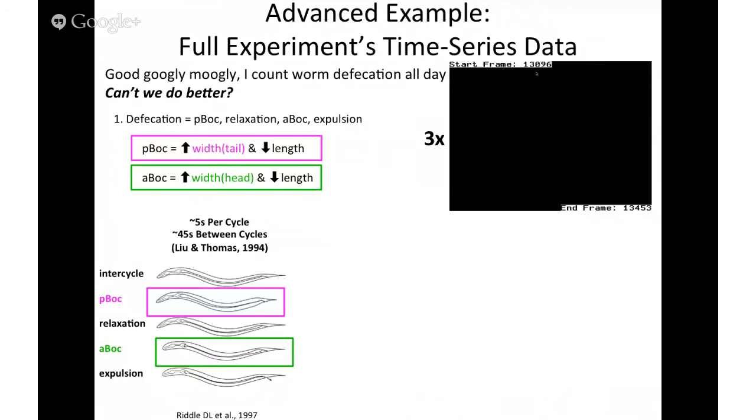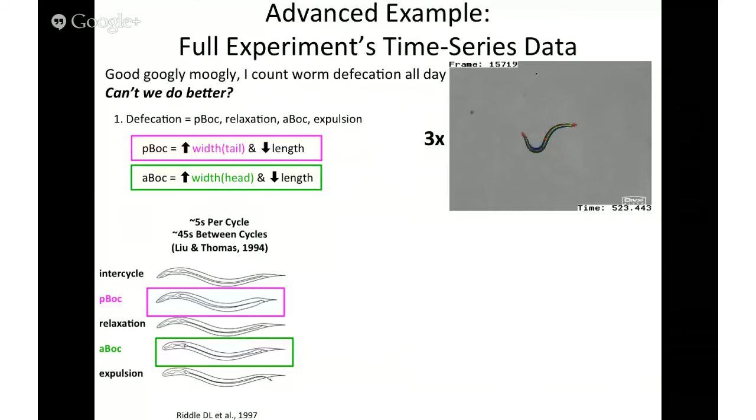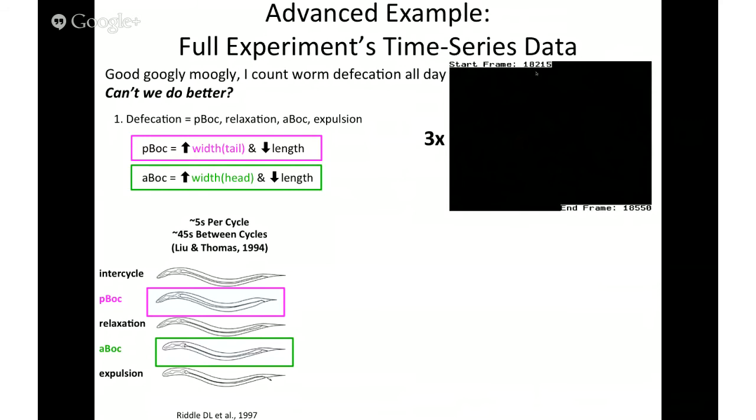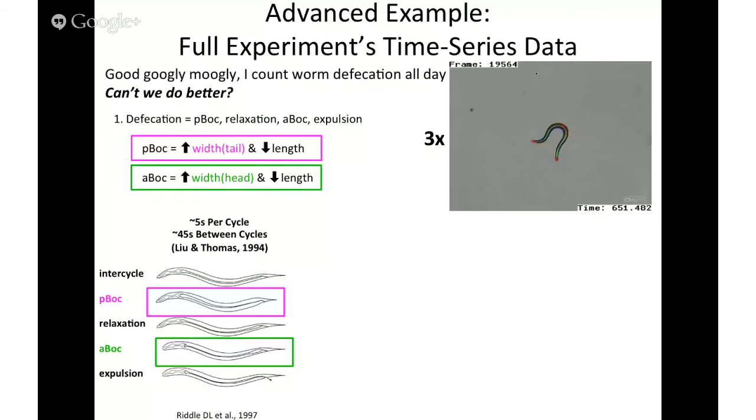So this is defecation. The defecation motor program happens at regular intervals of 45 seconds. There's something called the posterior body contraction, which is called PBOC for short. Essentially, the tail is squeezed. Then there's a relaxation step, and then there's the anterior body contraction in which the head is squeezed, and then an expulsion step that follows in which all that fluid is released through the worm's anus. The exact details of it were published in 1994 by Thomas.